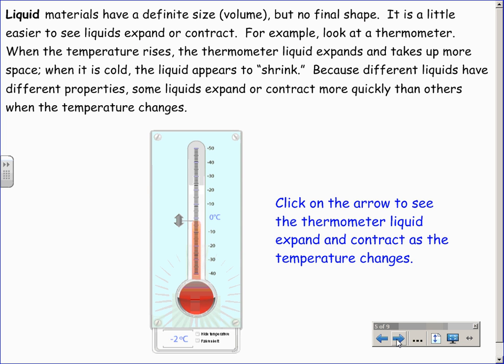Now let's see what it says here. Click on the arrow to see the thermometer liquid expand and contract as the temperature changes. All right, it's quite chilly out there today. Whee! It's boiling. Here's this winter. Freezing.